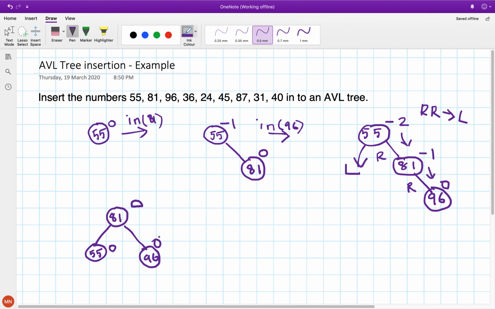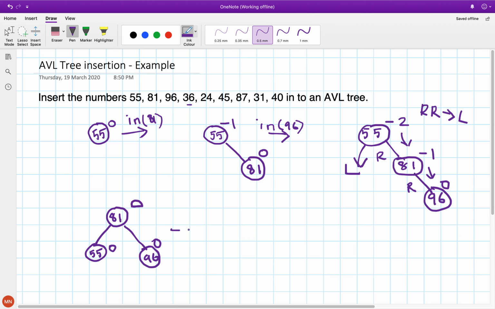You should not confuse the balance factor that I'm saying and the height I'm saying. You should be able to understand that balance factor and height are different things. Even if I don't write it here, you should remember that I am calculating it in my mind. Okay, now we have to perform the next insertion, that is 36.